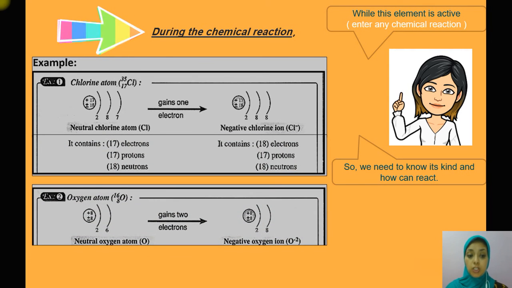We have the oxygen. We have to know the atomic number first to know the kind of ion. We make the configuration. We have 2, 6, so it gained 2 electrons. So it increases the negative charge, so it forms a negative ion. The negative ion is like the non-metal elements.